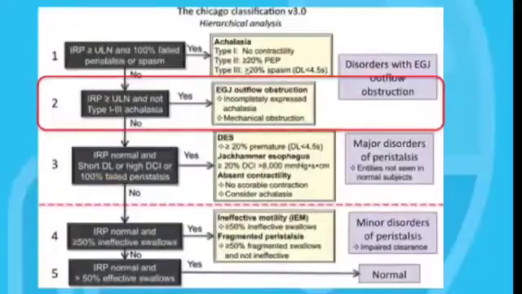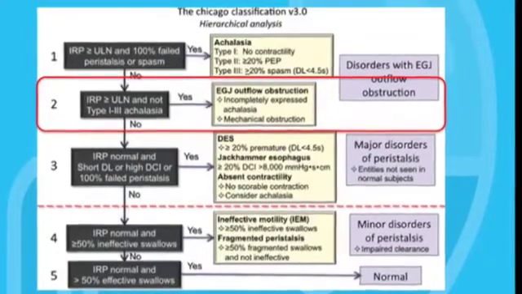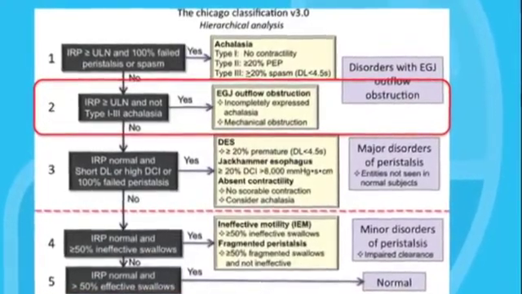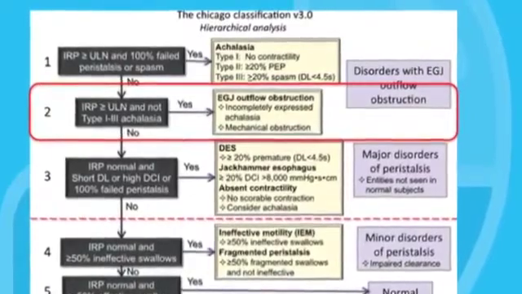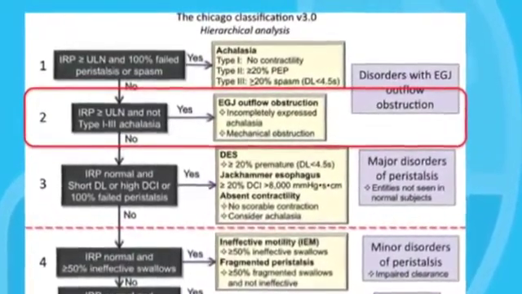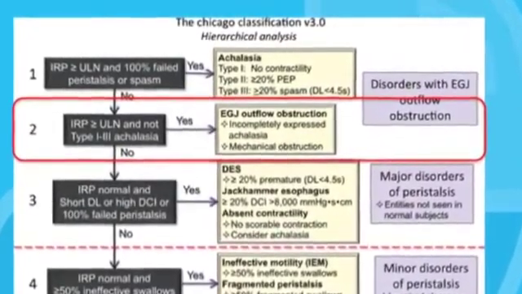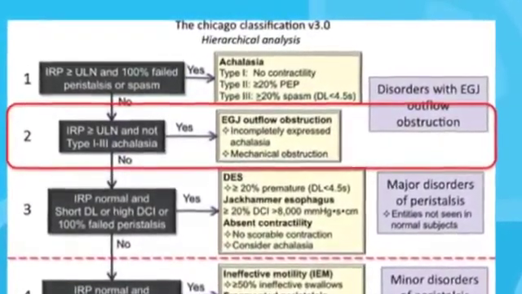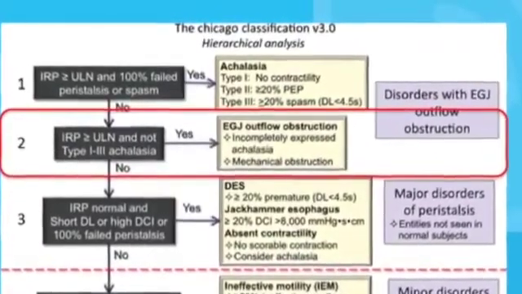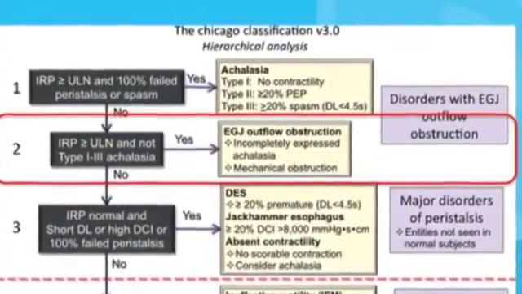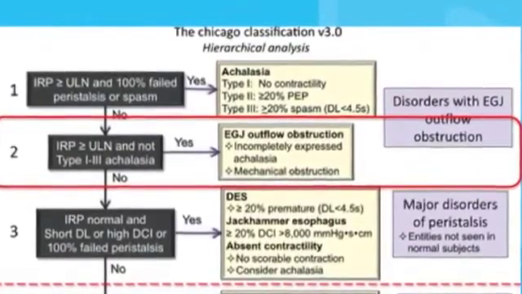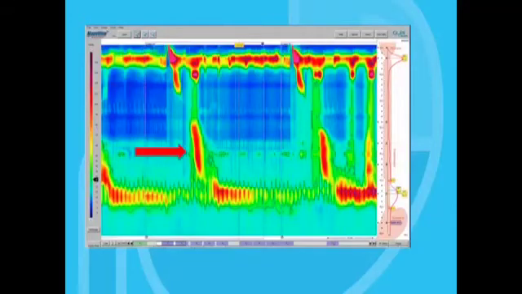What if you have an elevated IRP but normal peristaltic activity in the body of the esophagus? Yes, that leads us to step 2. In this situation, we again have an elevated IRP, more than 15 millimeters of mercury, indicating lack of opening of the EGJ, but in this case the distal latency is longer than 4.5 seconds, indicating that intact peristalsis is present. Here's an example where on initial inspection it appears that peristalsis is present in the body of the esophagus, although you could argue that there may be some bolus retention present.